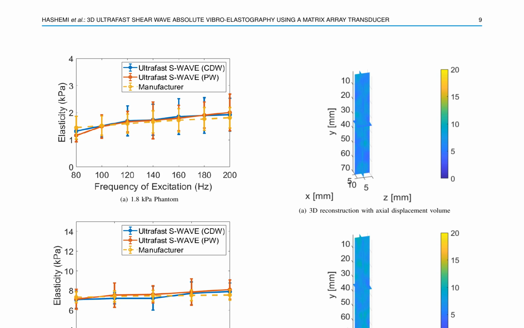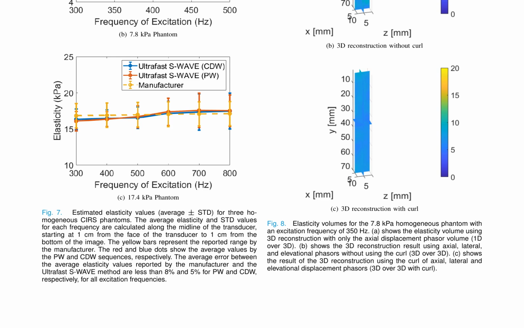Figure 8 illustrates the 3D reconstruction of elasticity volumes for a 7.8 kPa homogeneous phantom at an excitation frequency of 350 Hz, showcasing the potential of the proposed method in generating detailed images of tissue elasticity. The use of a matrix array transducer enables the acquisition of 3D displacement data, allowing for the calculation of shear wave speed and subsequently, tissue elasticity.